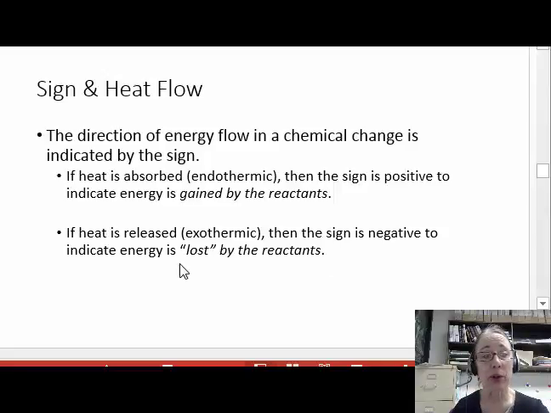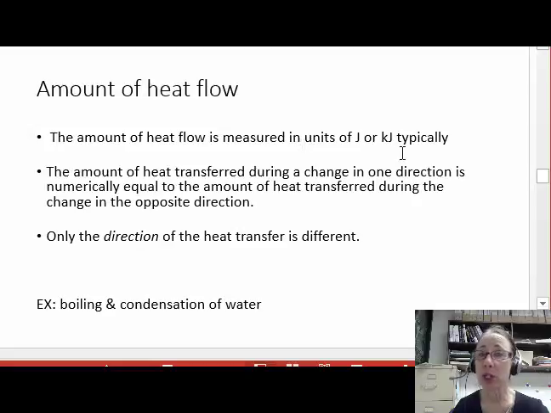We sometimes refer to reactants as losing energy. The energy isn't lost, it goes to the surroundings, but that's the term that is used. Chemists tend to use units of joules or kilojoules to express heat flow. An important characteristic of heat flow is that the amount of heat for an opposite reaction is the same, but the sign is different because the directionality of the heat flow is different.